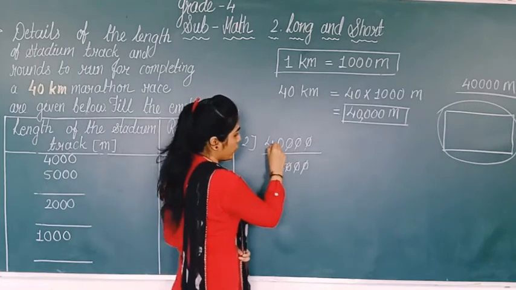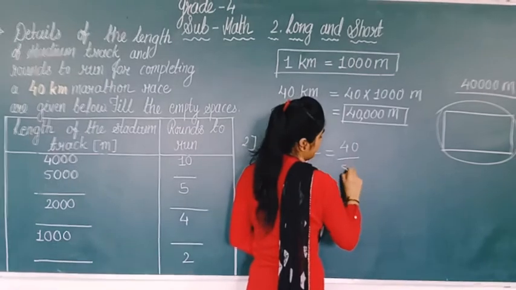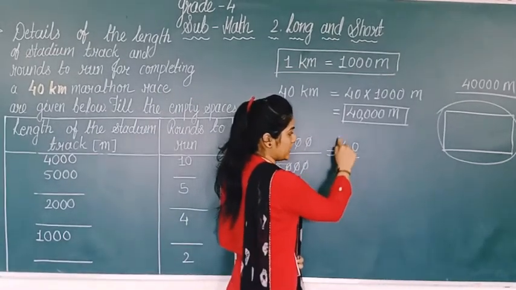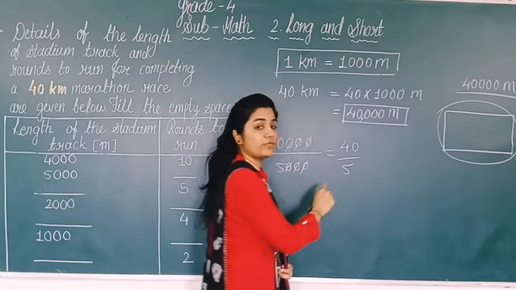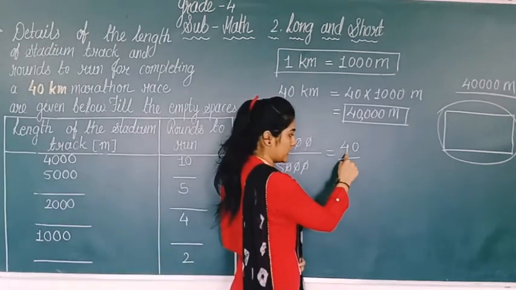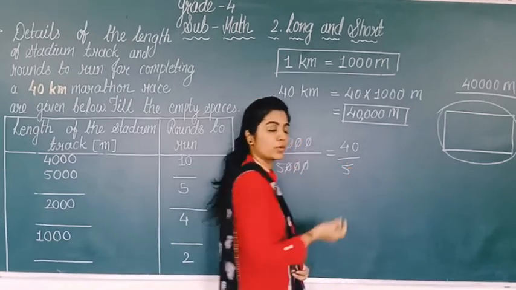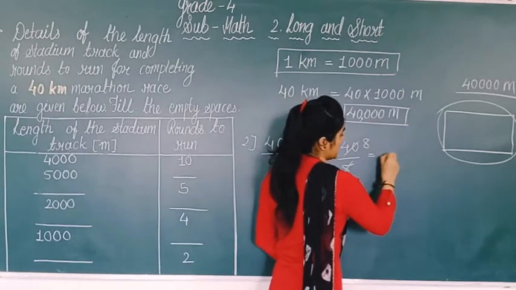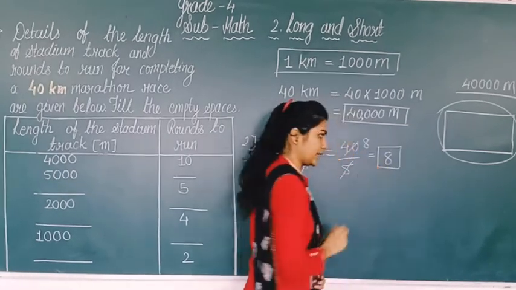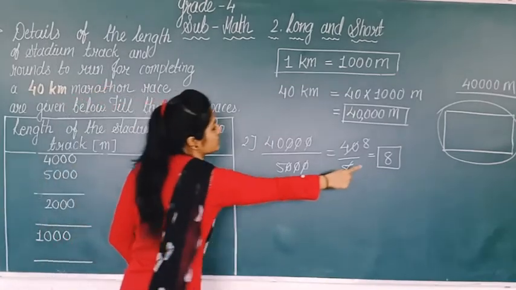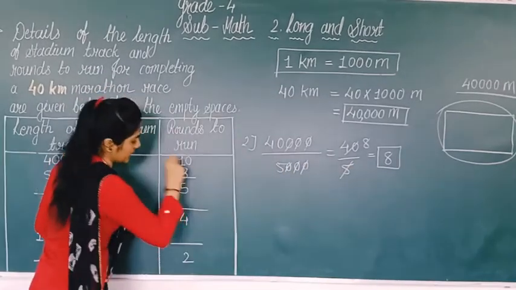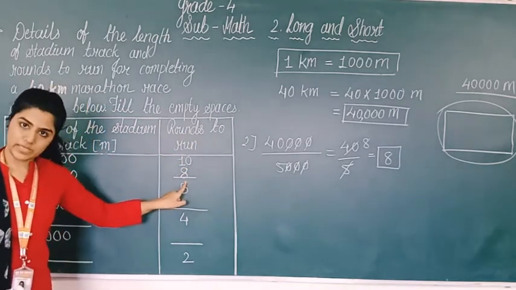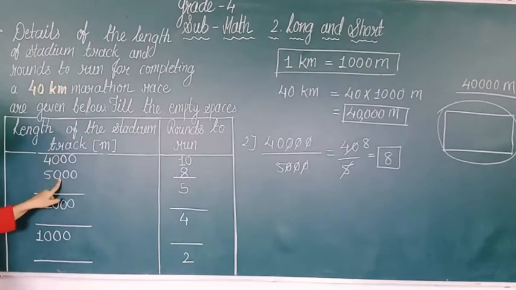So now we are having 40 and 5. Yes or no? Yes, 40 and 5 we are having. 40 is in the place of numerator and 5 is in the place of denominator. So we can divide this 40 by this 5. You all know the table of 5, right? So 5 eights are 40. So now we have the answer 8. That means we can write 8 in this empty space. That means for rounds to run we now have 8, in front of this 5,000.